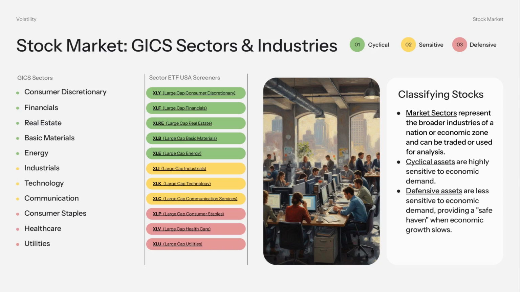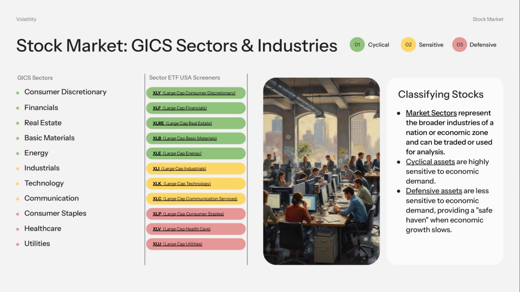Trading via ETFs. Each sector has a corresponding exchange-traded fund. These highly liquid funds invest in S&P 500 companies within the specified sector. Using ETFs allows us to trade broad economic themes without having to pick individual winning stocks.